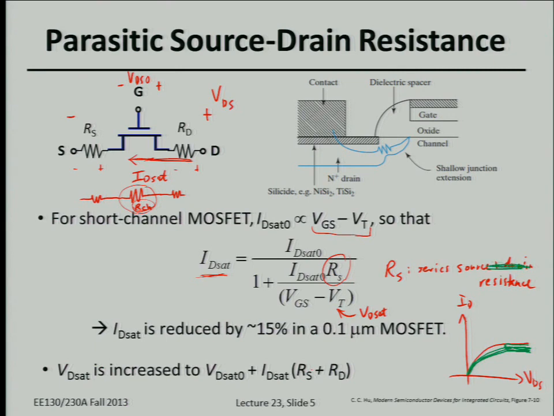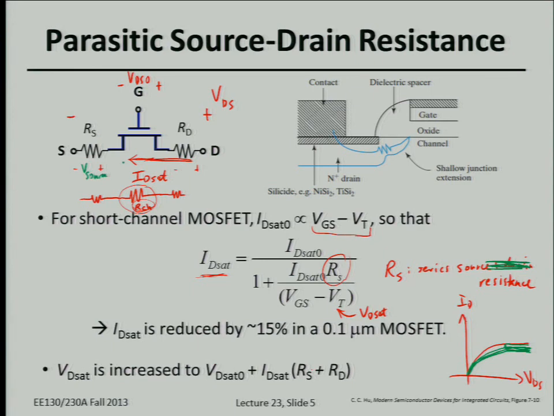It's probably the same. Okay, so I forgot to mention: you have series resistance in the source and drain. Which one is actually going to degrade the current more? The source, right? Because this voltage drops across the source. Let's call this V source.